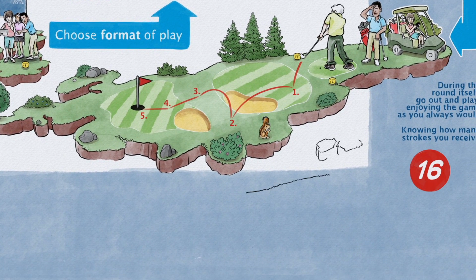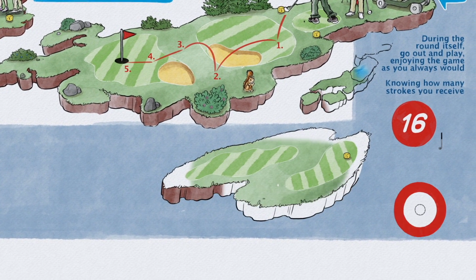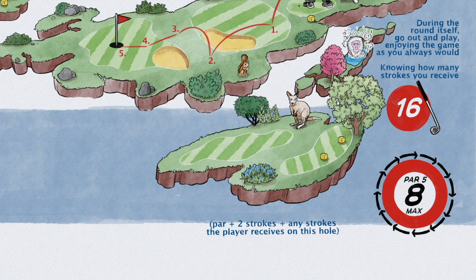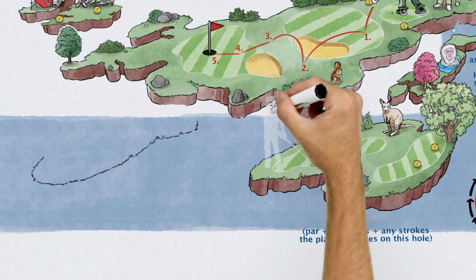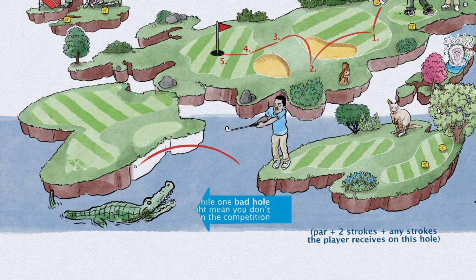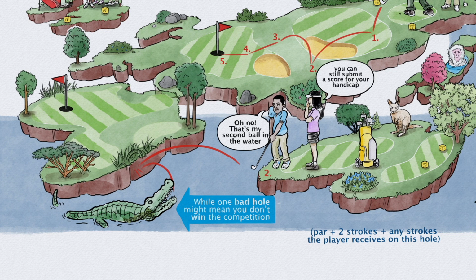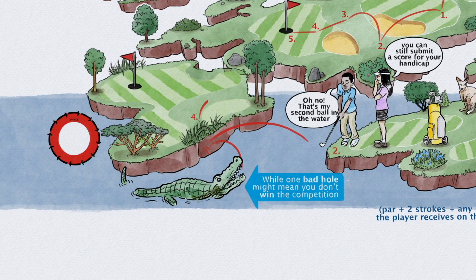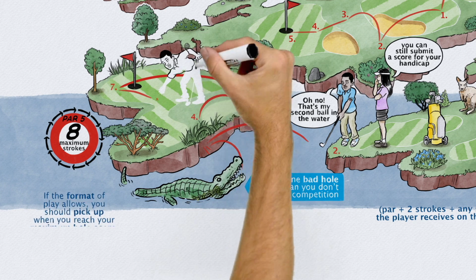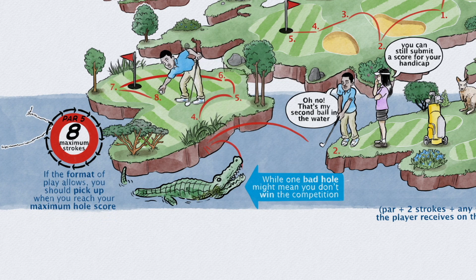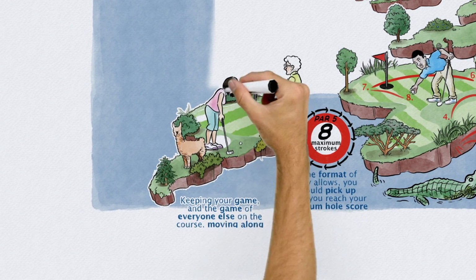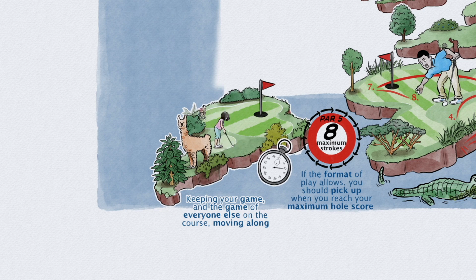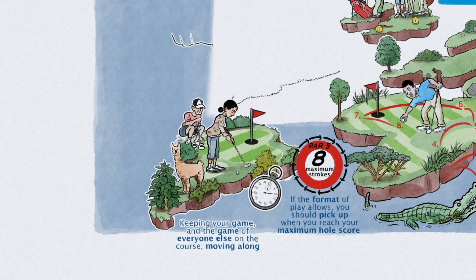Knowing how many strokes you receive for the round also lets you know the maximum number of strokes that you'll receive on each hole. While one bad hole might mean you don't win the competition, you can still submit an acceptable score for handicap purposes. If the format of play allows, you should pick up when you reach your maximum hole score, keeping your game and the game of everyone else on the course moving along.